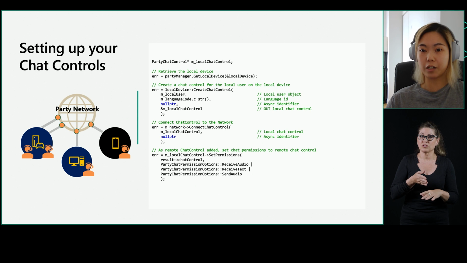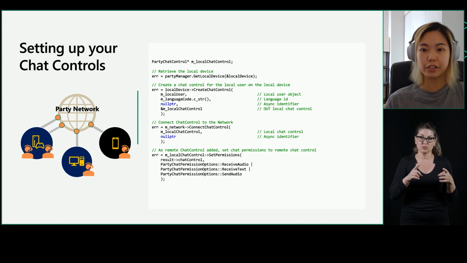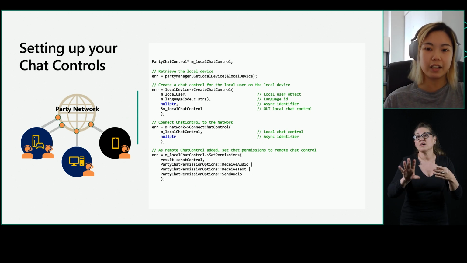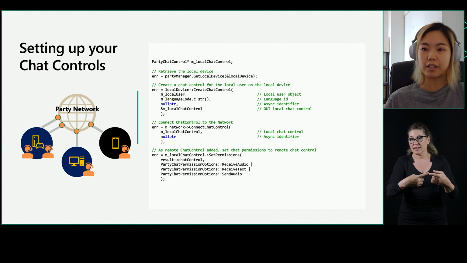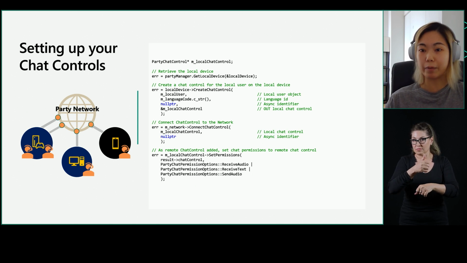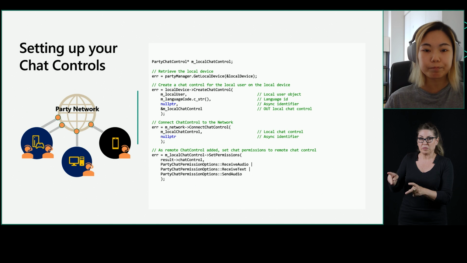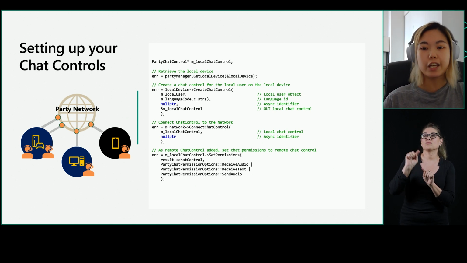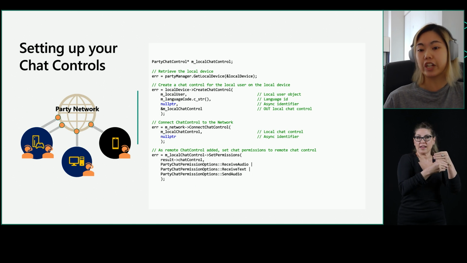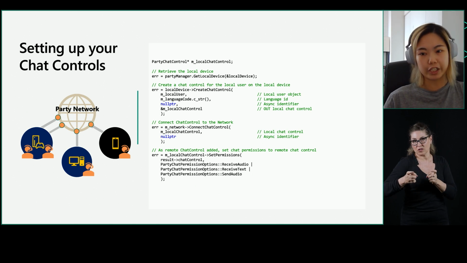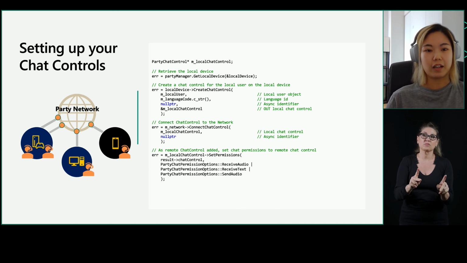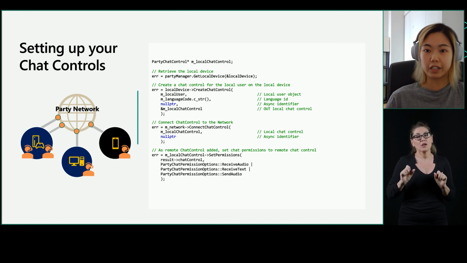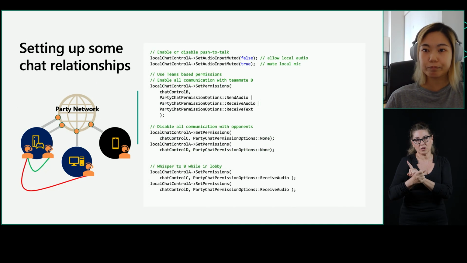and as remote users, after you connect the chat control to the network, and as a remote chat control is added, you would set chat permissions to the remote chat control. And as remote users are added to the network, you maintain a list of chat controls and control permissions between users. We can look at a couple of scenarios on the next slide.